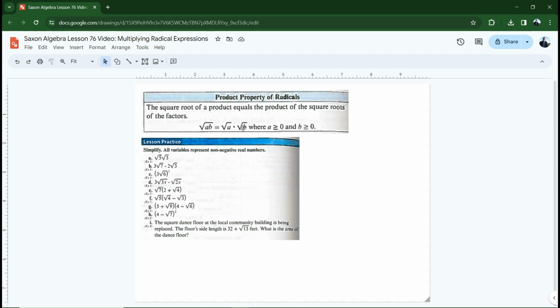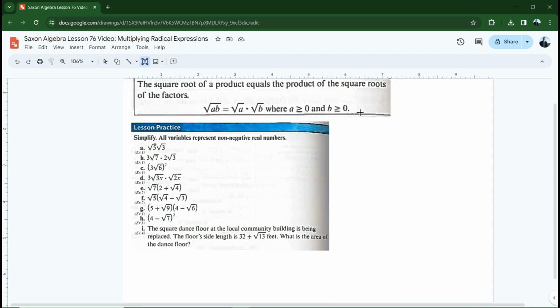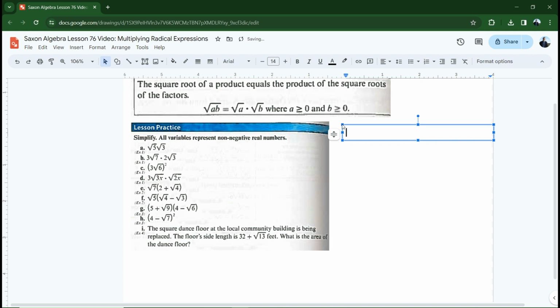So those are the sorts of things that we're going to be doing as we practice simplifying radicals, multiplying radical expressions together, and we are going to simplify them to the simplest form after we're done. Okay, let's begin with letter A. This one is easy. It's going to be the square root of 5 times the square root of 3.